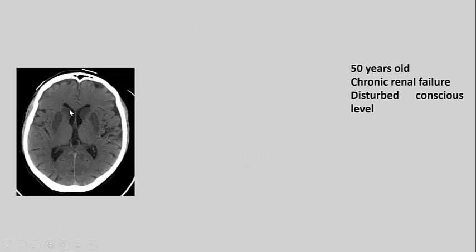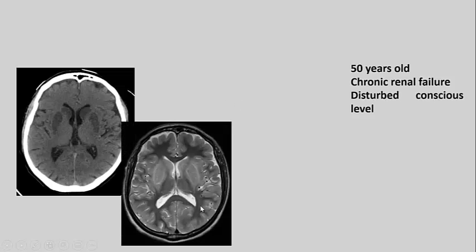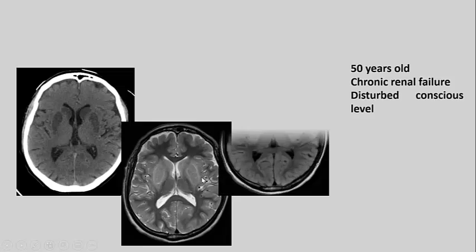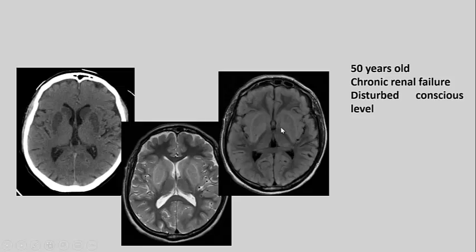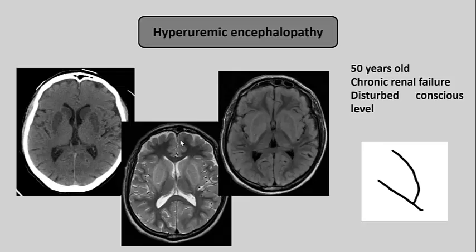Another similar lesion, which is bilateral symmetrical in the caudate and putamen. This is a 50-year-old with chronic renal failure who came with a disturbed conscious level. On MRI, the T2 weighted image shows bilateral symmetrical hyperintensity of the caudate and lentiform, but characteristically the lentiform is outlined by a more hyperintense signal. This is more appreciated in the FLAIR images, with bilateral outlining of the lentiform by a hyperintense signal. This is called the lentiform fork sign, which is edema of the external and posterior limb of the internal capsule outlining the lentiform, and you are dealing with a patient with uremic encephalopathy.